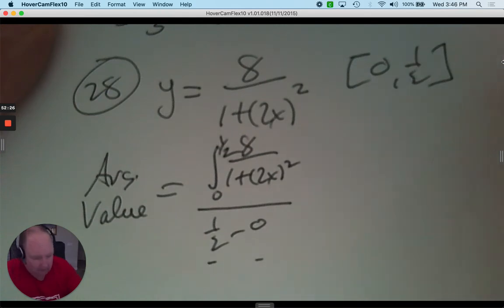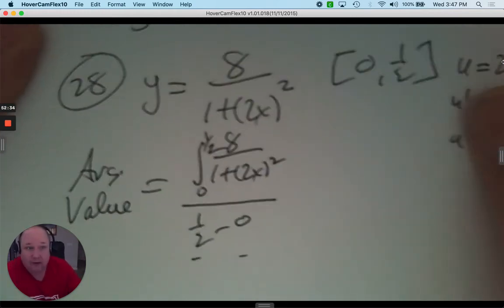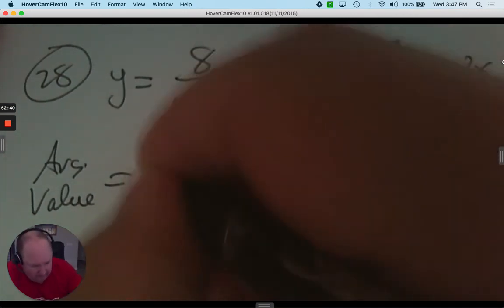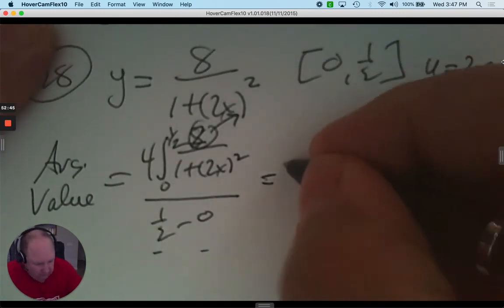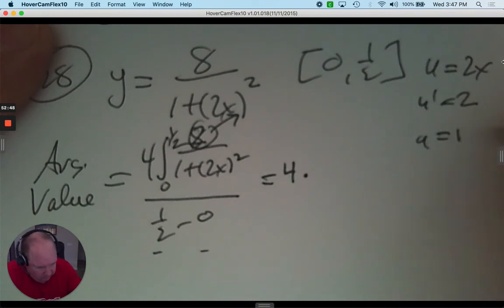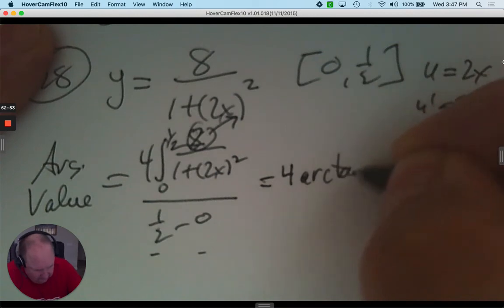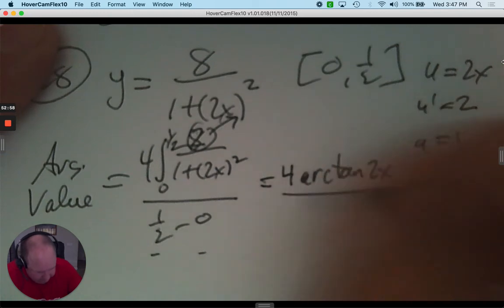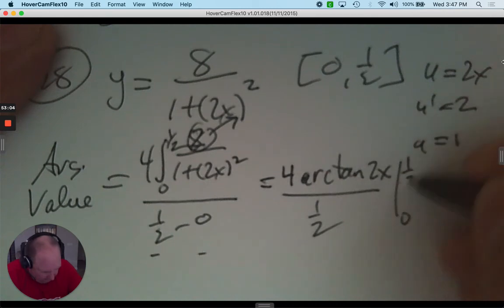This is arctangent. So u is 2x, u prime is 2, and a is the square root of 1, or 1. Oop. So if I write this properly, it would be 4 and 2, and then unhook the 2. So our answer is going to start with 4, and then it's 1 over a, which is just 1 over 1, which is 1. And then arctan, and it would be u over a, and it's just 2x over 1 or 2x. And that's all divided by 1/2. And then my lower limit and upper limit.